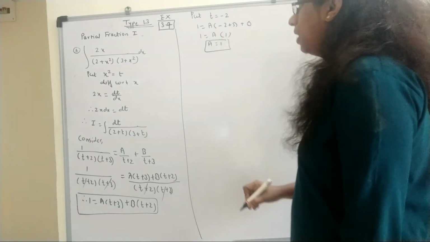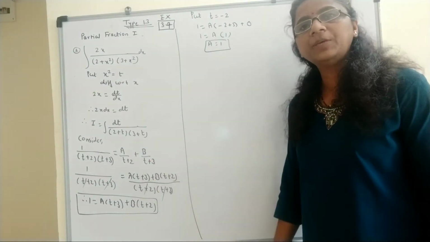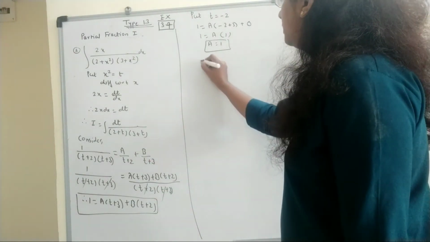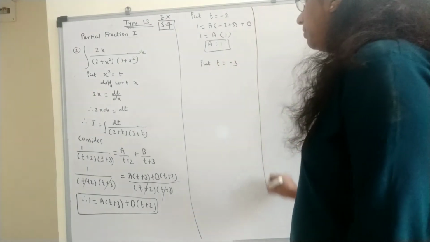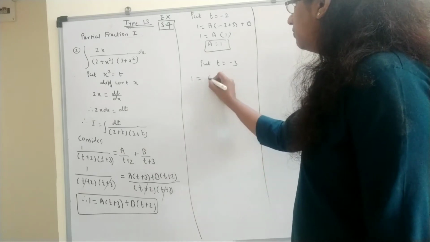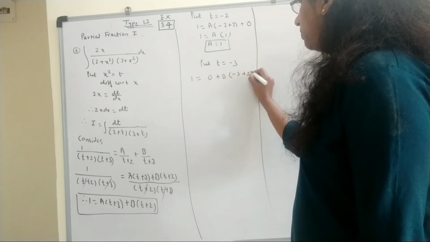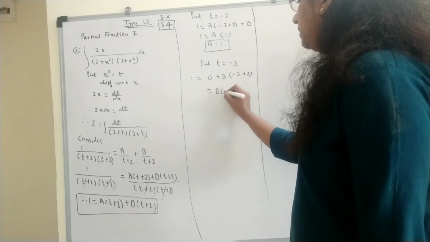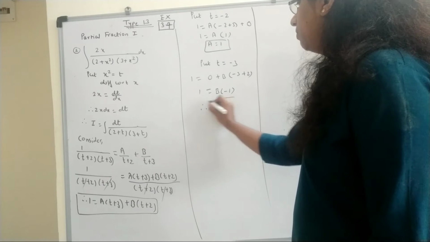Now consider the second factor. The second factor is t plus 3. So we substitute t is equal to minus 3 in the same equation, and so this equation becomes 1 is equal to, first term will be 0 here, plus b times minus 3 plus 2, that is minus 1. So you get b is equal to minus 1.